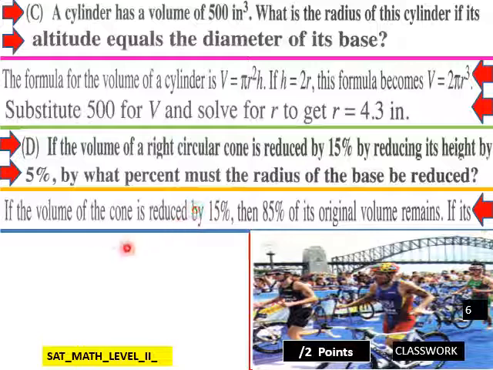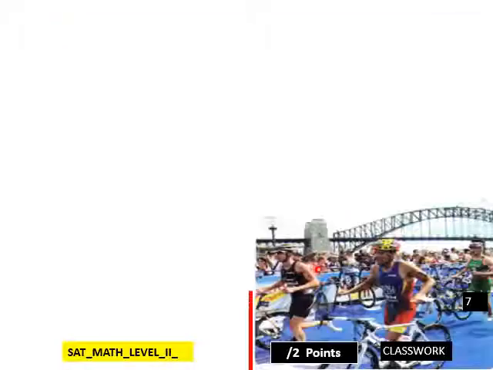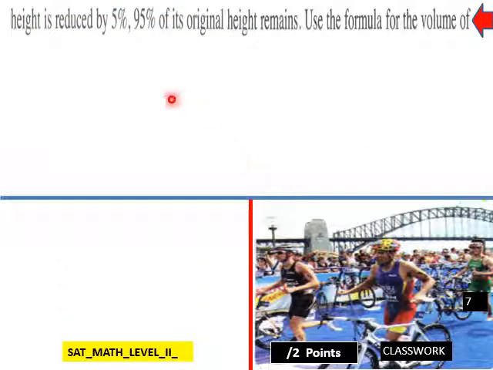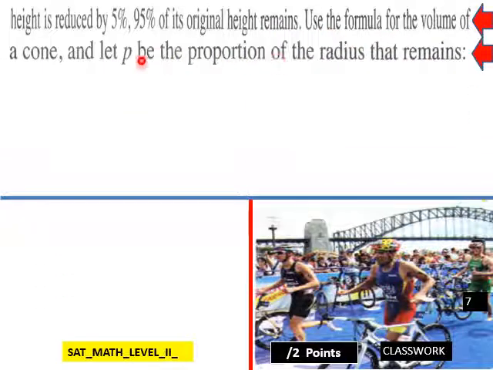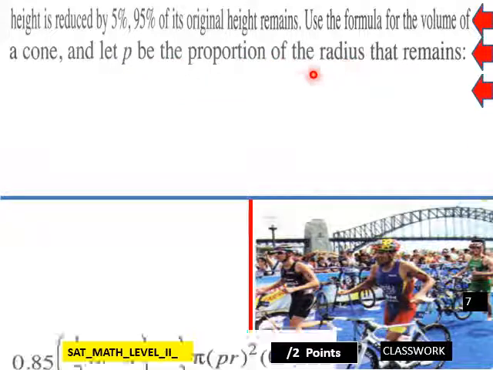So again, we use our formula up here. If the volume of the cone is reduced by 15%, then 85% of its original volume remains. If its height is reduced by 5%, 95% of its original height remains. Use the formula for the volume of a cone. Now let P be the proportion of the radius that remains.